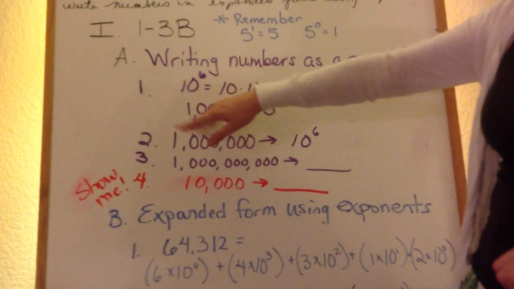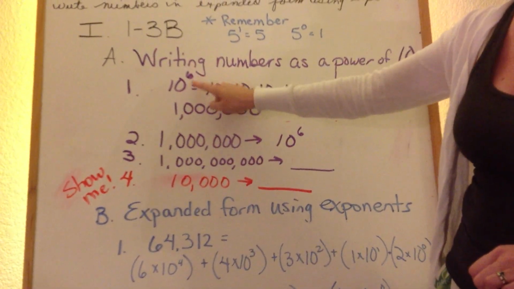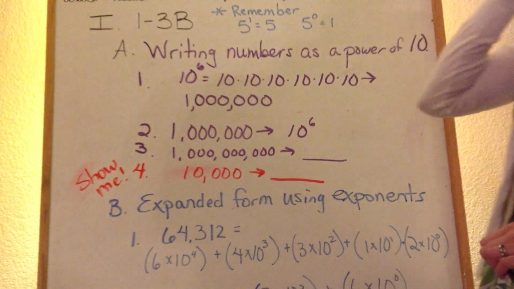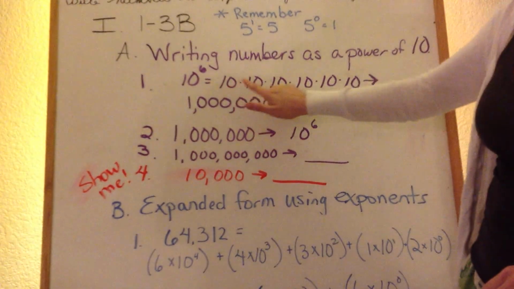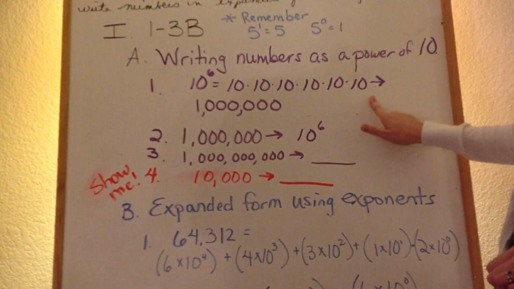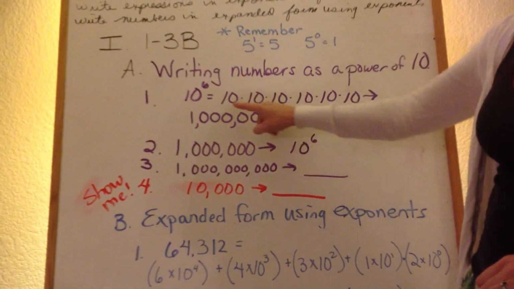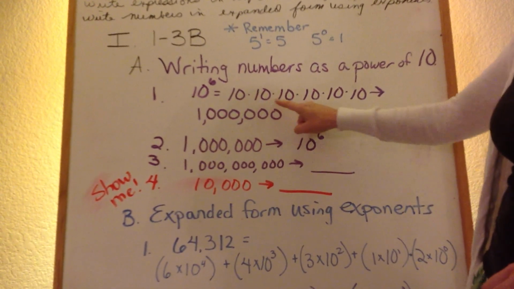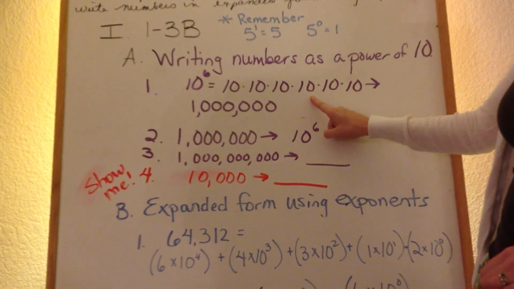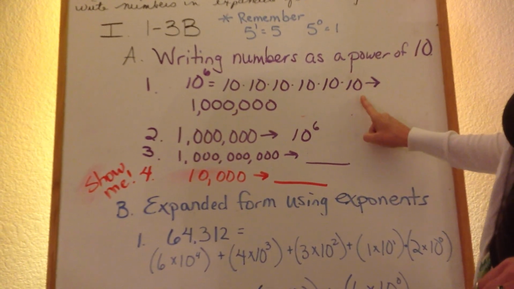So in order for this to work, you need to understand that a 10 to the 6th power really means a 10 written out 6 times. That's our base and that's our exponent. It really is 10 times 10 times 10 times 10 times 10 times 10. And 10 to the 6th power equals 1 million. 10 times 10 is 100, 100 times 10 is 1,000, 1,000 times 10 is 10,000, 10,000 times 10 is 100,000, and 100,000 times 10 is 1 million.